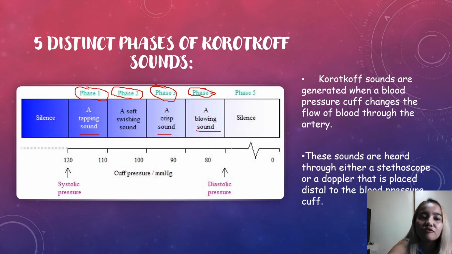And as the cuff pressure is of course released, the change from the thump of phase 3 to the muffled sound of phase 4 is known as the first diastolic reading. So phase 5 is already silence. That occurs when the cuff pressure is released enough to allow normal blood flow. This is known as the second diastolic reading, the phase 5.